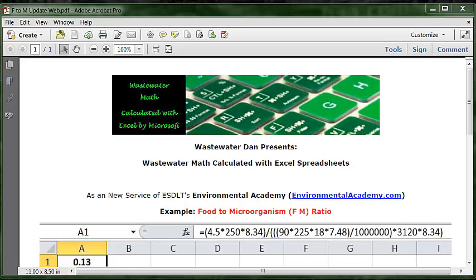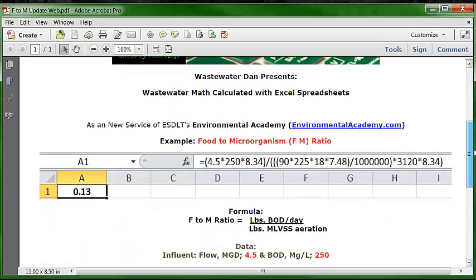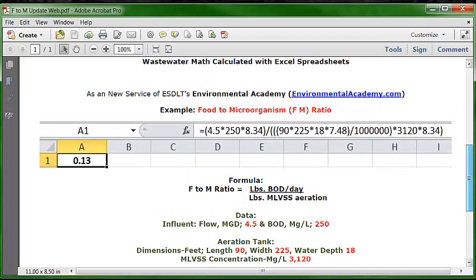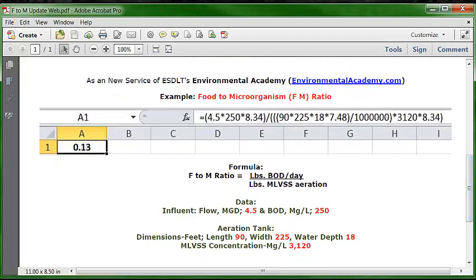environmentalacademy.com. Today's example is to calculate the food to microorganism ratio, the F/M ratio. First thing I want to do is go over the details of the problem that we're going to solve today.